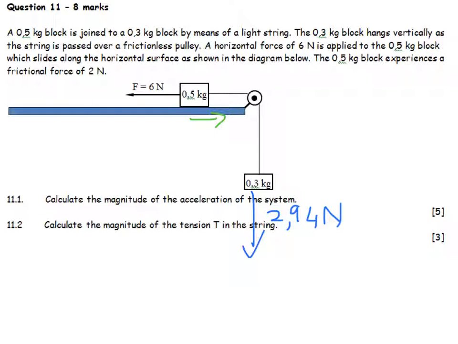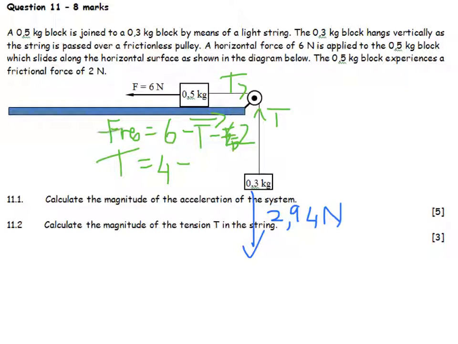So, first thing I'm going to do is consider the resultant force on this block. Big force is 6, minus the tension, which is obviously acting over there, and minus the frictional force, which we know is 2. I'm going to rearrange this. Tension is therefore equal to 4 minus, resultant force is always mass times acceleration, which is 0,5 times the acceleration of the system.